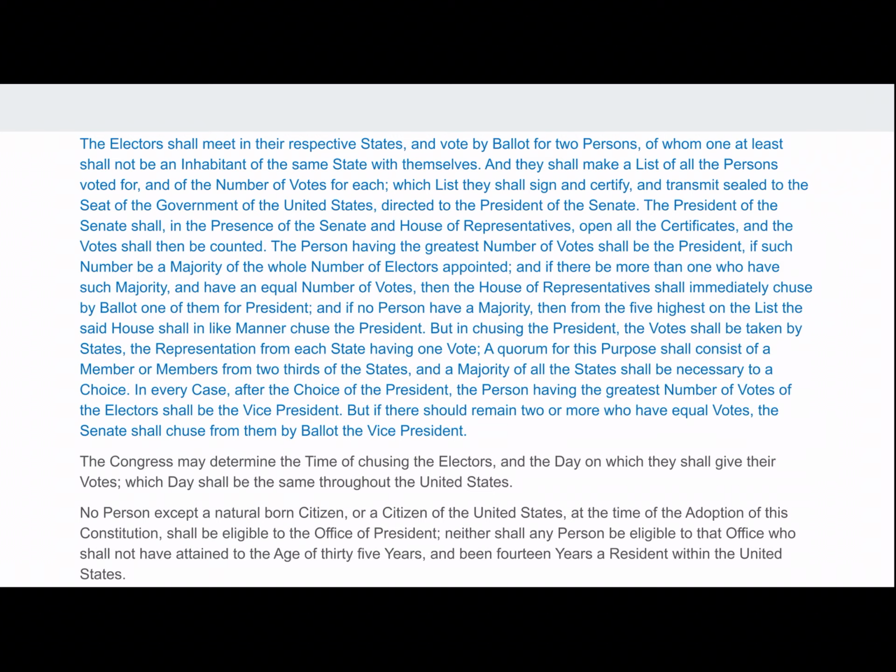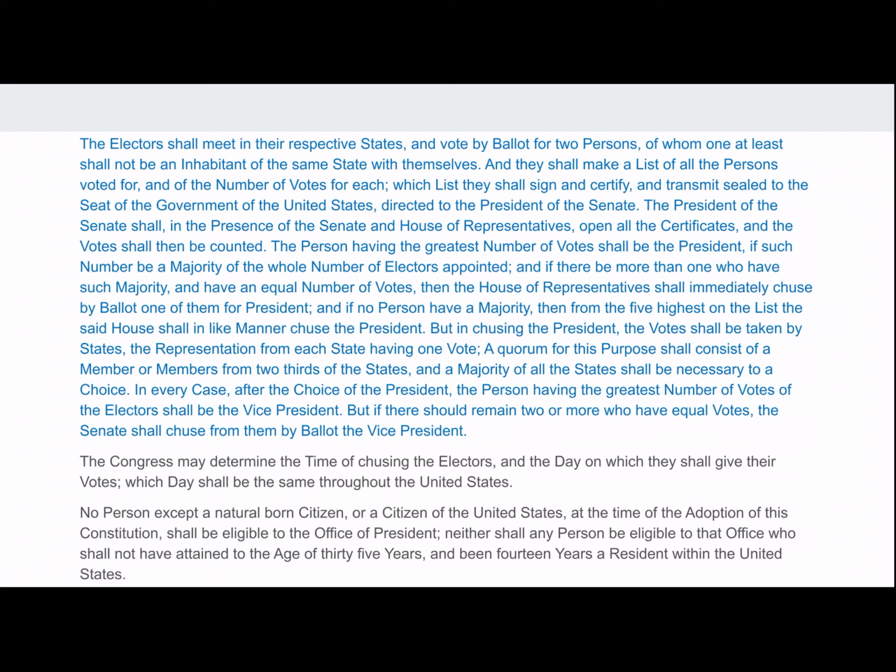The electors shall meet in their respective states and vote by ballots for 2 persons, of whom one at least shall not be an inhabitant of the same state with themselves, and they shall make a list of all the persons voted for and of the number of votes for each, which list they shall sign and certify and transmit sealed to the seat of government of the United States, directed to the President of the Senate. The President of the Senate shall, in the presence of the Senate and the House of Representatives, open all the certificates, and the votes shall then be counted.